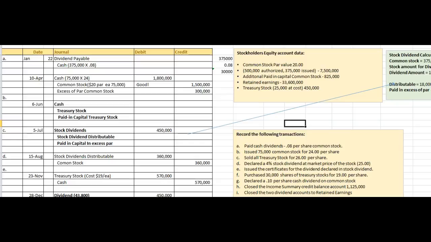Okay, you're not 100% lost. You're only 87.5% lost. Okay, Aaron? So let me try to help. First of all, this top one would be 375,000 what you had issued times the 8 cents per share. I actually should have written that down for you. So that one's not a problem.